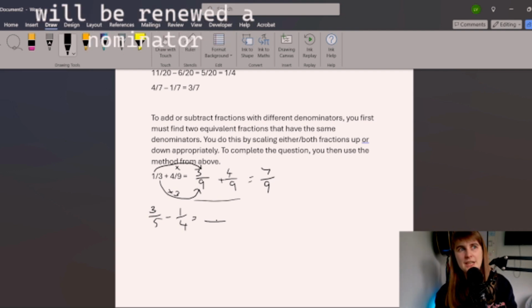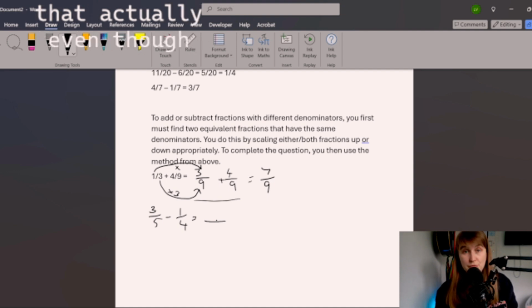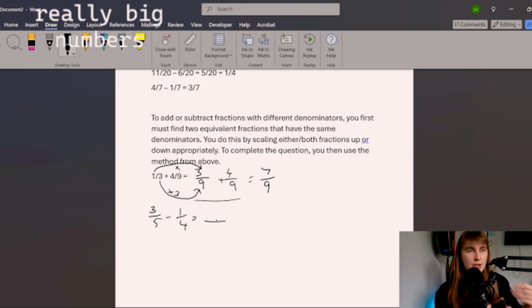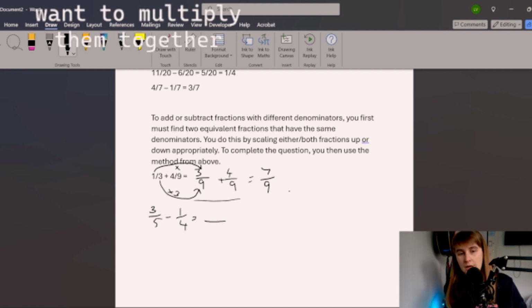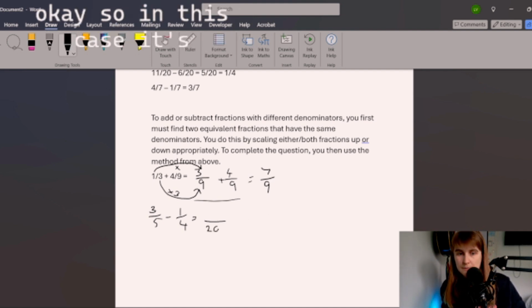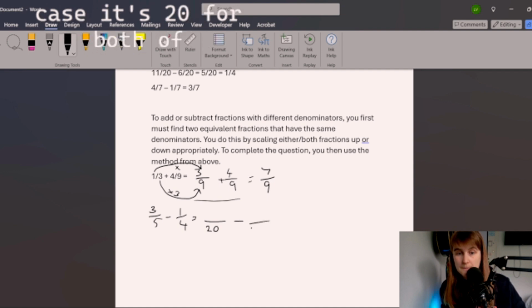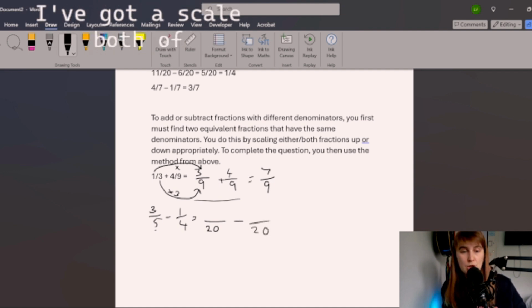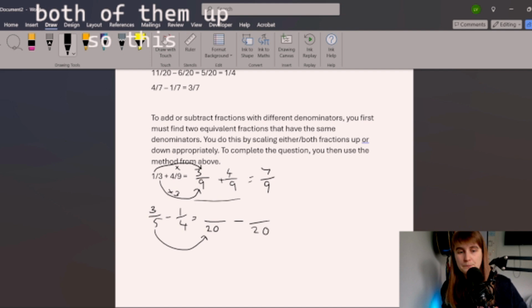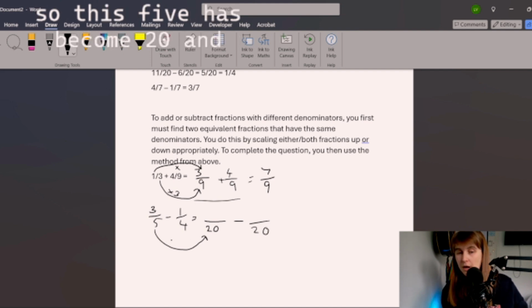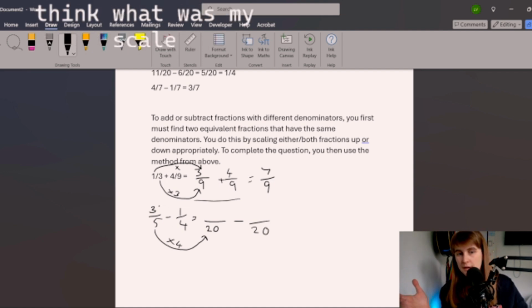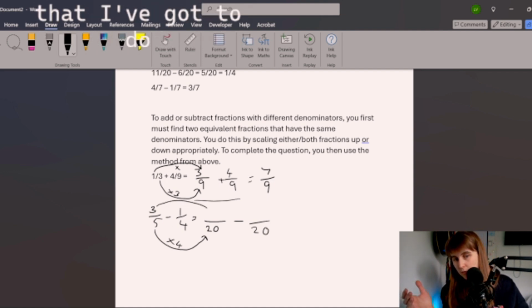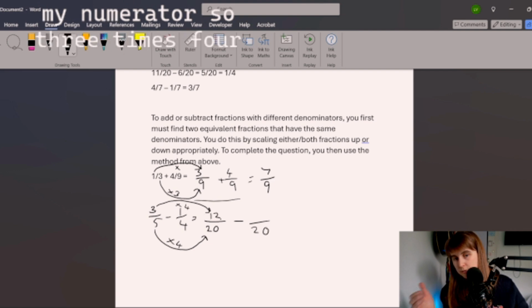Even though that can give you some really big numbers, you don't have to think too much about what the number's going to be if you just want to multiply them together. Okay, so in this case, it's 20 for both of them. I've got to scale both of them up. This 5 has become 20, and it's become 20 because I've multiplied it by 4. So you've got to think, what was my scale factor there? Which means that I've got to do the same for my numerator. So 3 times 4 gives me 12.